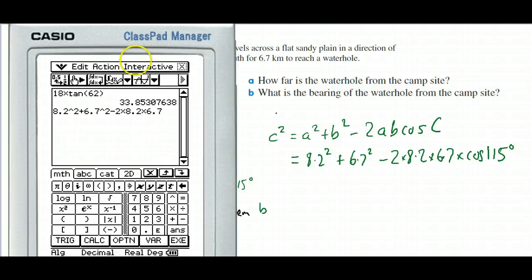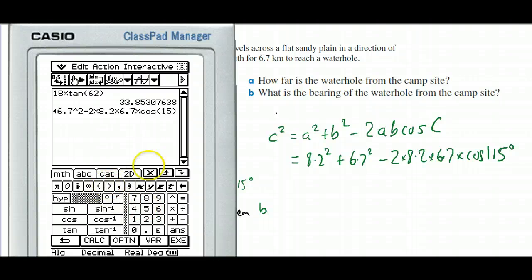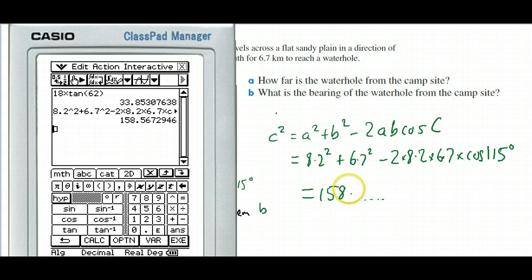Okay, so here's our calculator. We've put in 8.2 squared plus 6.7 squared minus 2 times 8.2 times 6.7, finally times, let's find our trig functions, cos of 115. Whoops, we didn't put 115. 115, close the bracket and execute. And that gives us 158 point something.